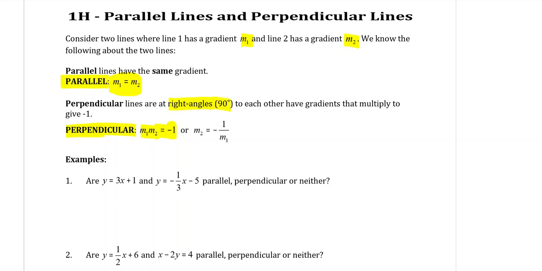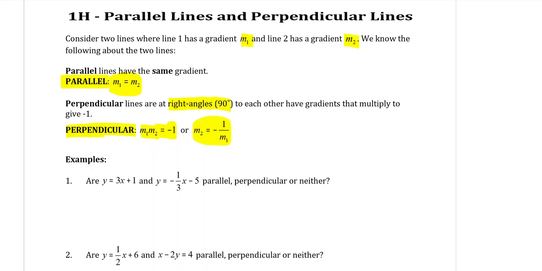Okay, so those are the formulas that I have highlighted. Sometimes you might be asked to find a gradient that is perpendicular to something, and that's this next formula here. What's useful is if you find the negative reciprocal of the first gradient, that would be the gradient of the perpendicular line.